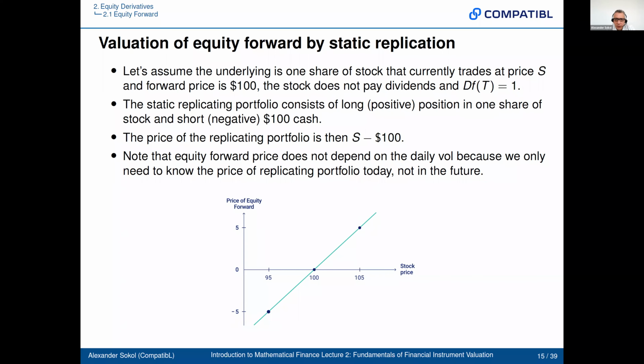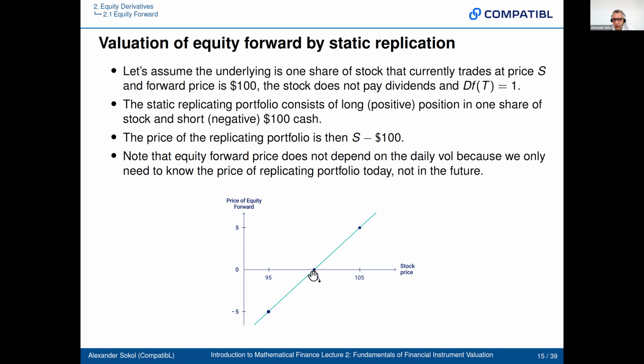But for forwards, it does not enter the forward price, because we only need to know the price of the replicating portfolio today, not in the future, right? Because in every state of the world it is static replication. So this portfolio that we construct today, we don't need to change in any possible state of the world, independently of what the stock price will be. It will be equivalent to our forward, right? So the price of the forward is the same as the price of the replicating portfolio, S minus 100.